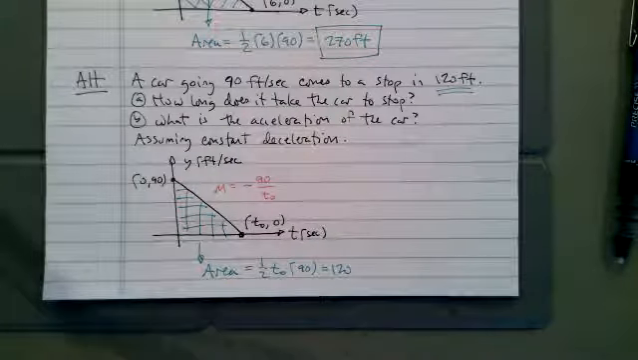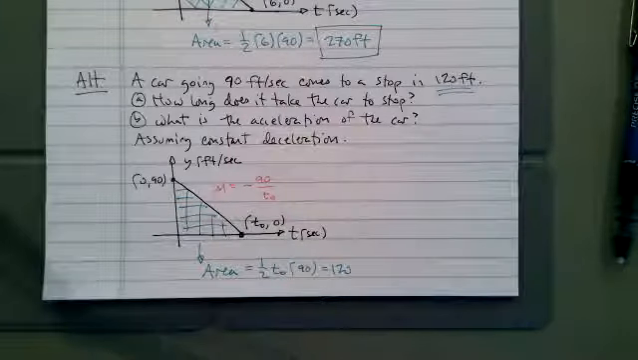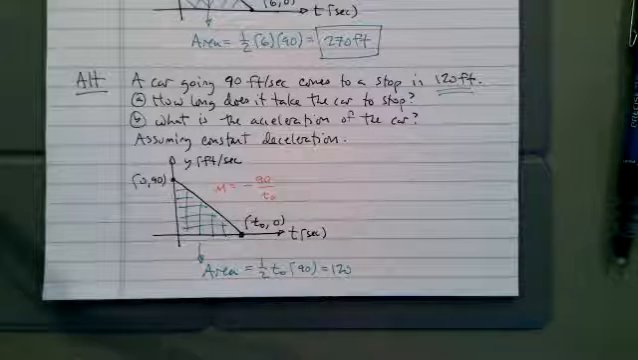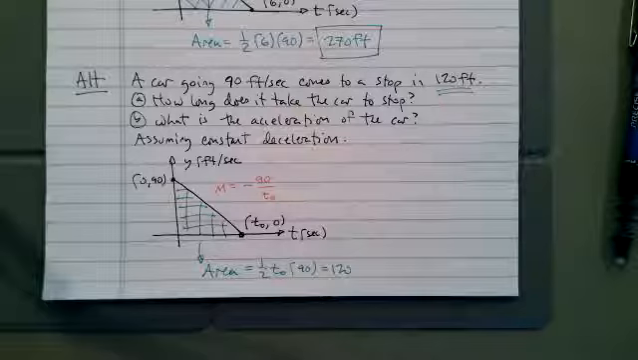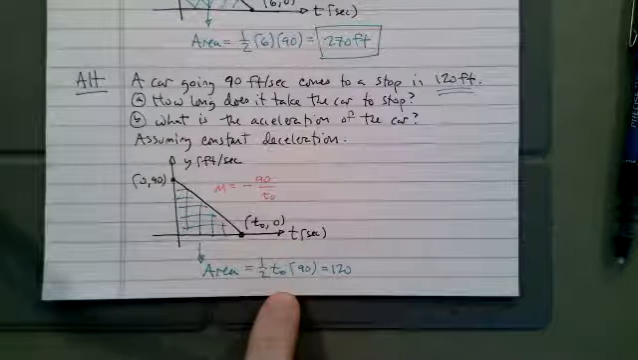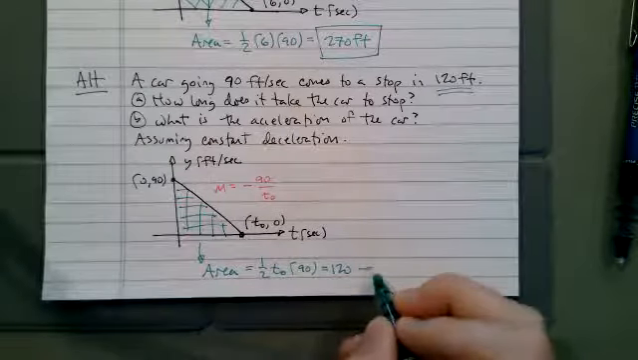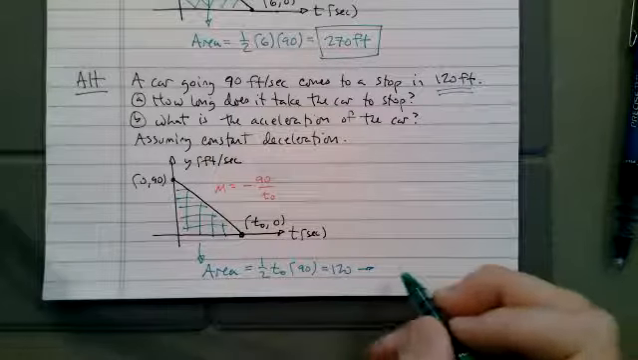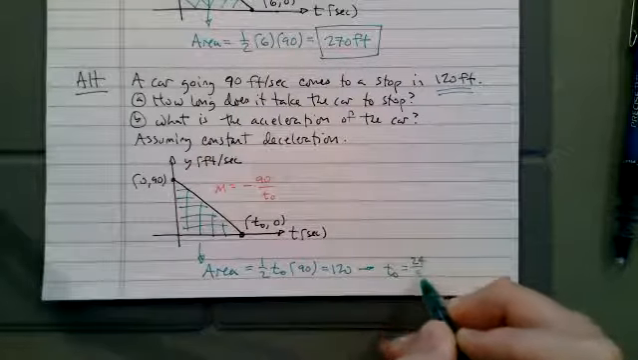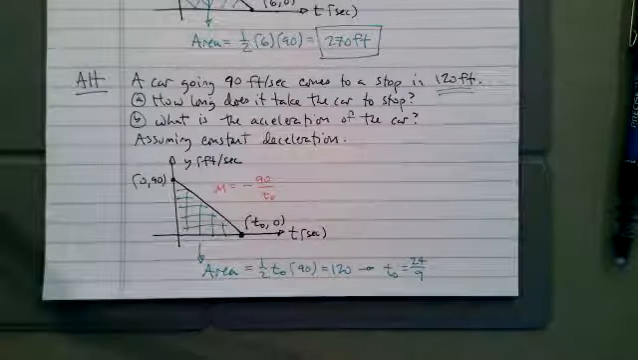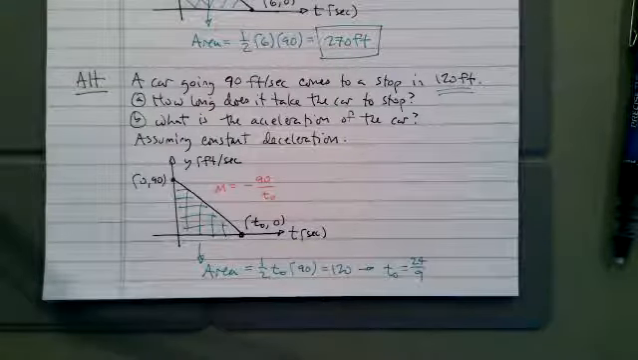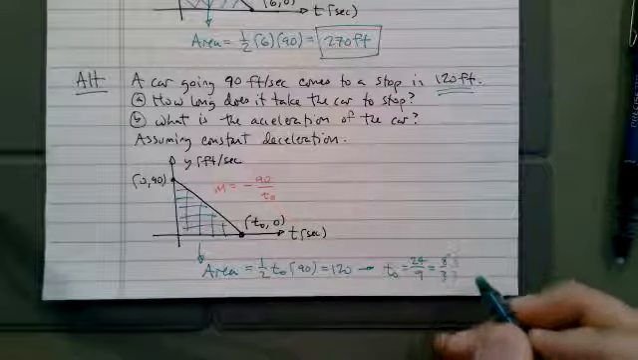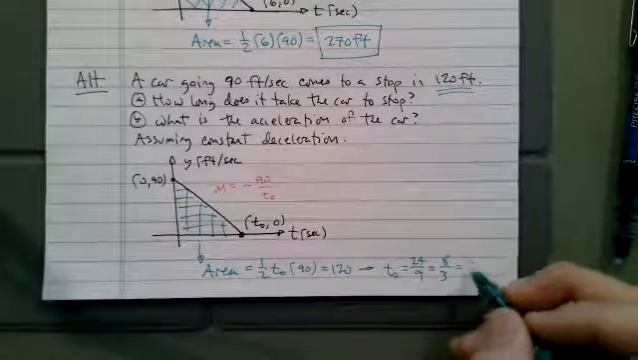So to figure out the acceleration, we'll need to know how long it took to come to a stop in seconds, not in feet. And to get there, we'll have to use the area. Since we're assuming constant deceleration and it took 120 feet to come to a stop, we can solve the area equation for t naught. So it's going to be 240 over 90. Or let's see, take out a 3, so 8 divided by 3 seconds. That's a weird way to write it. Let's call it 2.67.